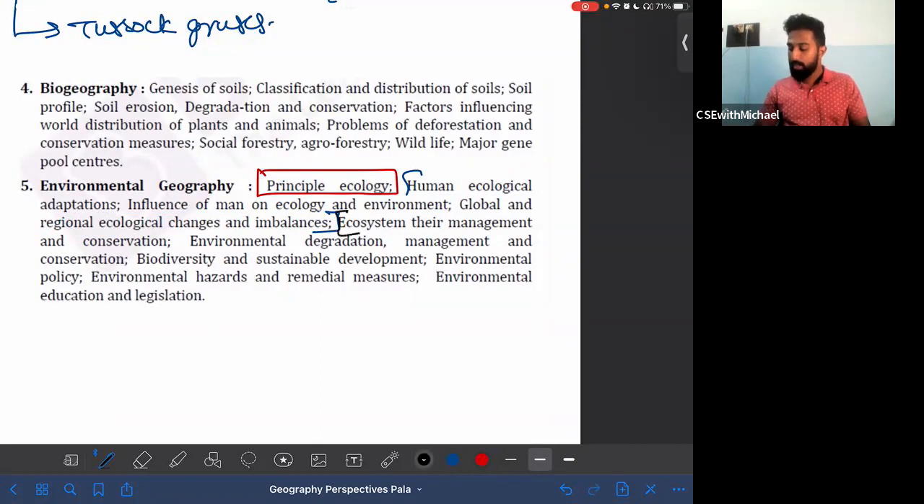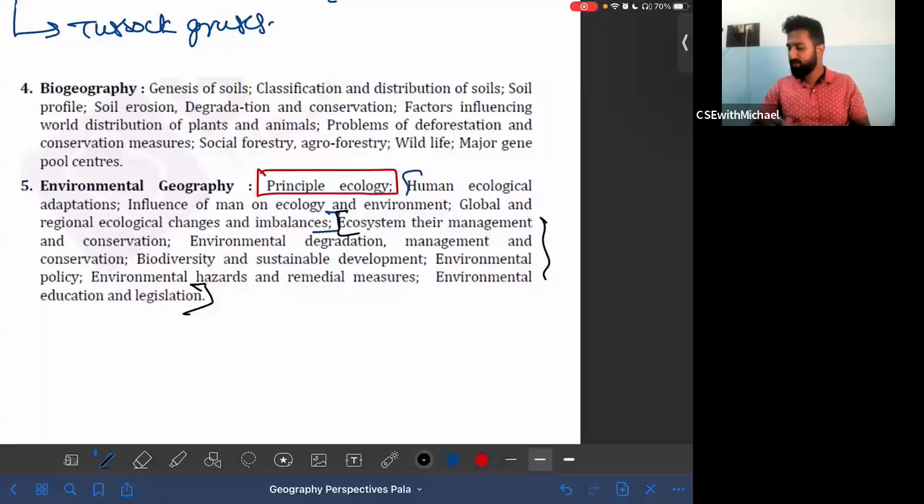And in that context, you have to manage the environment: environment management and conservation, degradation, management and conservation, biodiversity and sustainable development. These are the topics. All these regions are a single topic: environmental policy, hazard, remedial measures, and administrations. These are the steps that need to be taken, the issues created, and the measures to be taken. So those are the three parts to it. One is basic core ecological concepts, the different phenomena, principles of ecology. Similarly, the second one is how man and nature are interacting with each other.